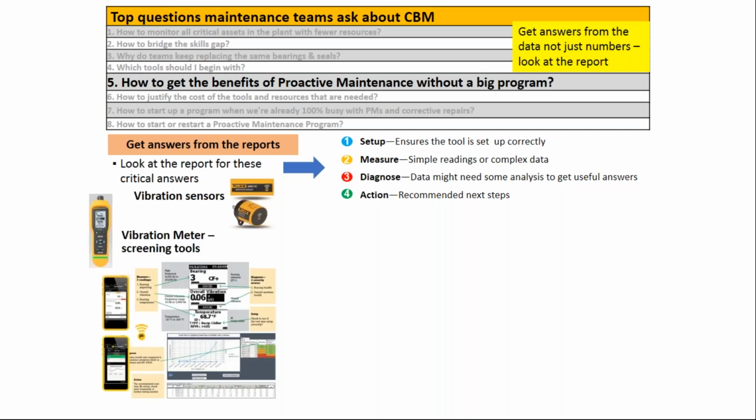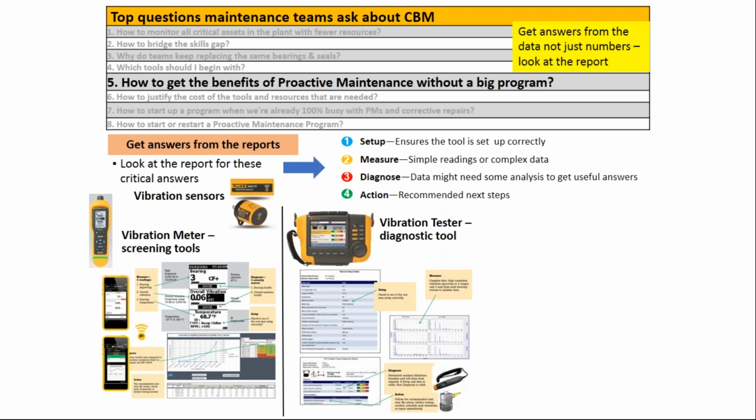So at the bottom, you can see where I've shown you the vibration screening tools, both a portable walk-around screening tool and a vibration wireless sensor. You can see down at the bottom, it's a little hard to see, but we're pointing out where these four answers are available in the report. The setup, the measure, the answers from the diagnosis, and the action steps are all in these reports from screening tools.